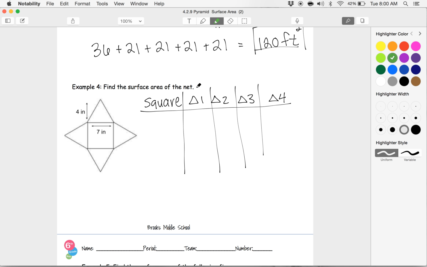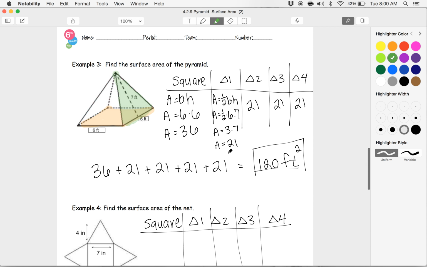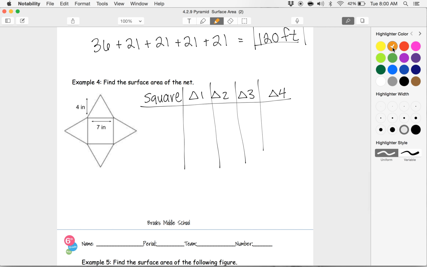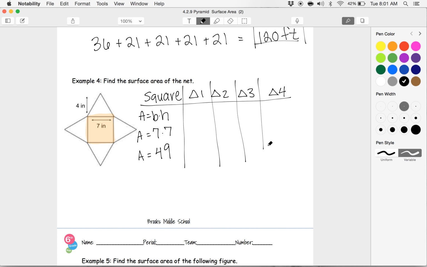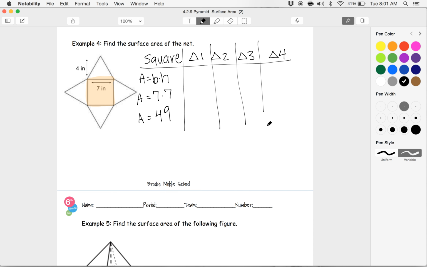Okay, so we're going to start with my square. Here's my square. Area is base times height. Well, if it's a square, base and height are both going to be 7. 7 times 7 is 49. Take a minute to get that.